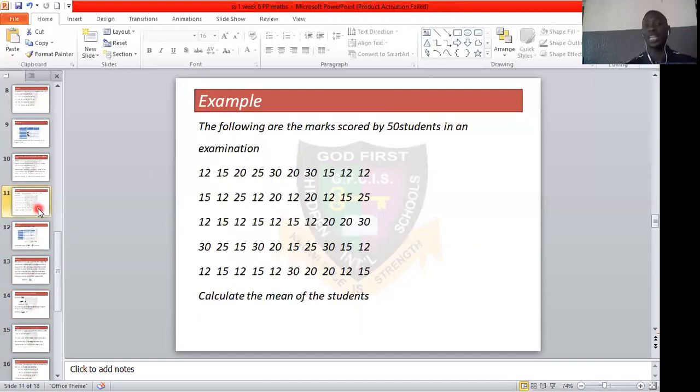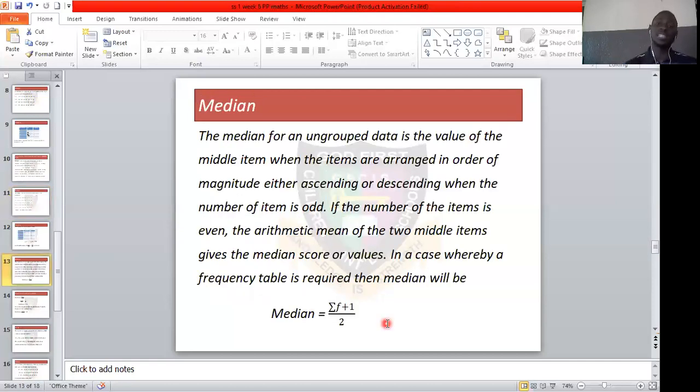In case you have a larger number like this, you want to prepare a frequency table. How to find your median is summation f plus 1 divided by 2. But in case we have a smaller number, if it's an odd collection of numbers, the number in between is the median, and if it's an even collection of numbers, the middle number is the sum of these 2 numbers divided by 2.